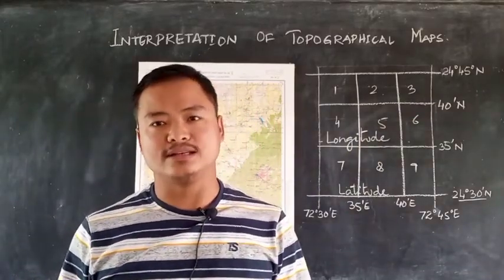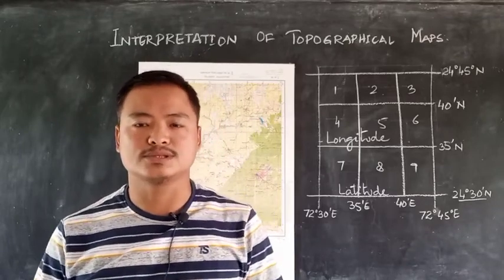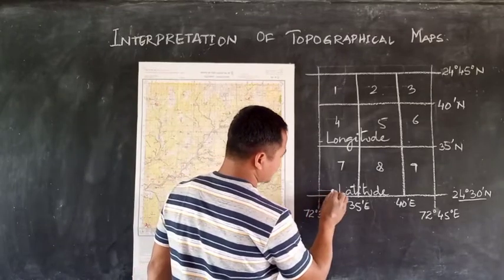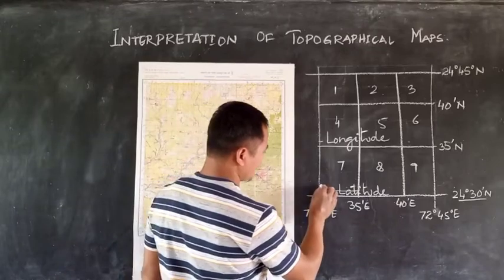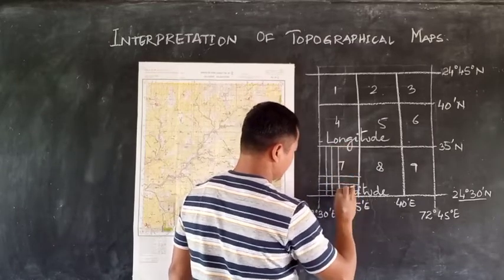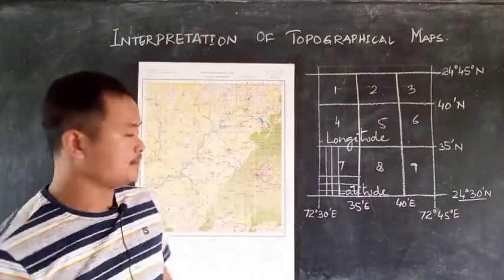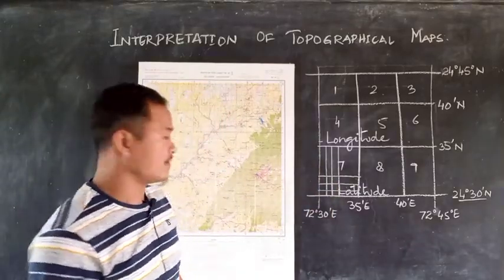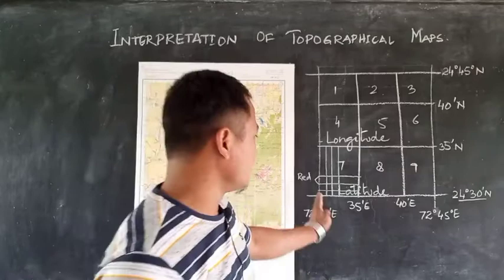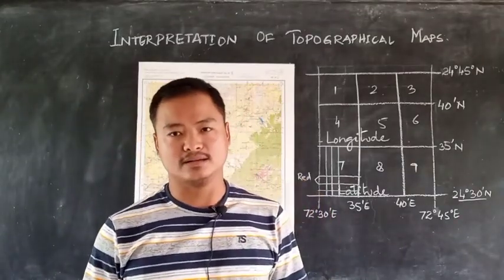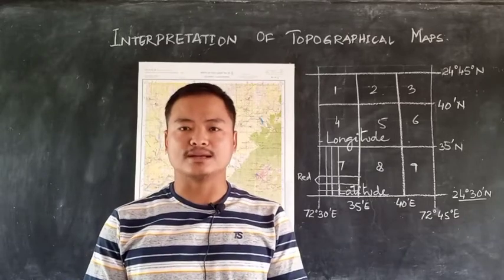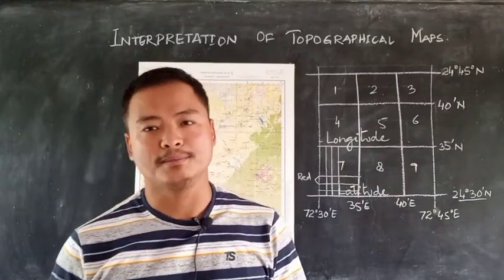These grids or these boxes of latitudes and longitudes are further subdivided, with only the grid number being given. So you will see red lines being drawn horizontally as well as vertically. These lines are red in color. Earlier the latitudinal and longitudinal lines were black in color, but these smaller lines, the small boxes that form, are red in color. We simply call them grid lines. Their importance is to give a specific location of a place.